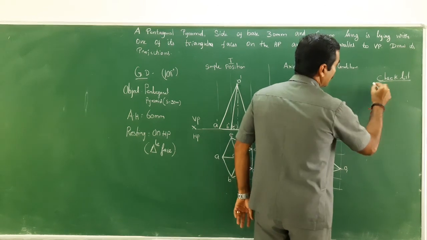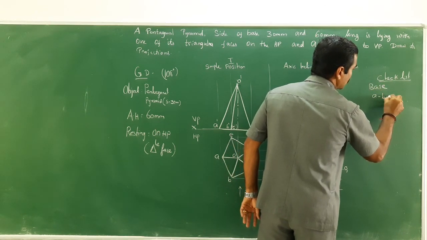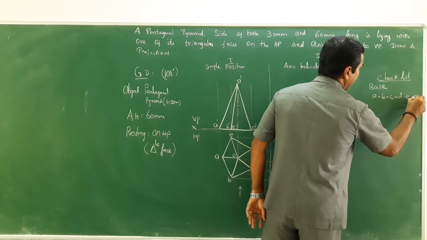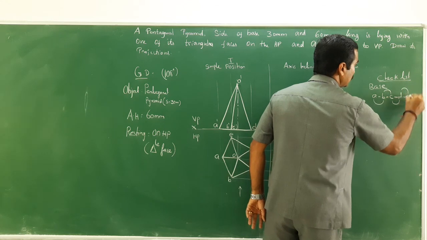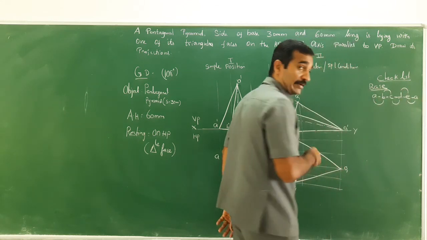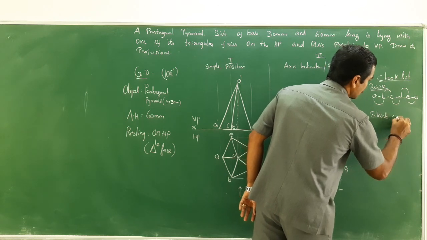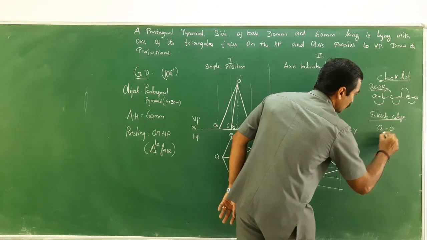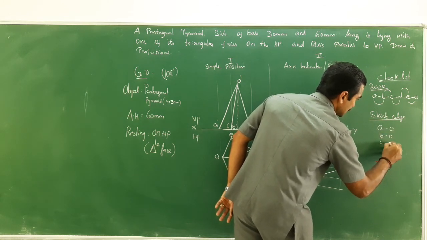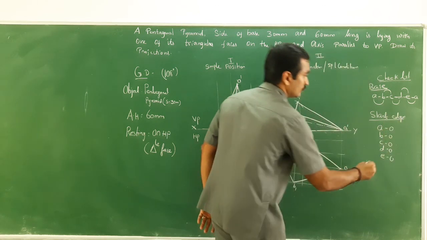So now the base is connected A to B, B to C, C to D, D to E and E to A. That means A to B, B to C, C to D, D to A and E to A in that manner. Next, slant edges. What are they? AO, BO, CO, DO and EO.